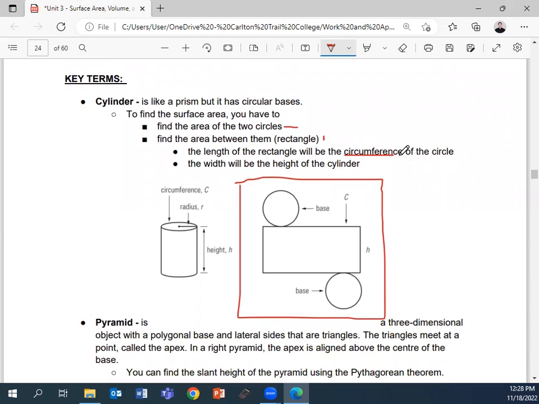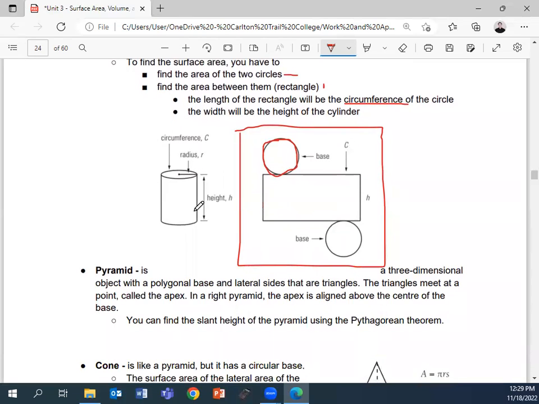Now, does anyone know what a circumference is? So circumference, yeah, it's around the circle, right? Circumference is all of this stuff here. Or it's the length of the rectangle. Notice how it says C here? That's technically the C there, but it shouldn't factor too much here. And then the width is going to be the height of the cylinder as well.